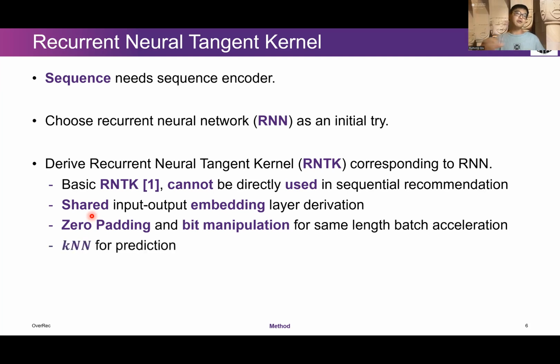And in the final step, after we have the kernel to calculate the similarity between different sequences, we use a simple KNN for prediction. That's the basic whole idea of how to use a recurrent neural tangent kernel in sequential recommendation.